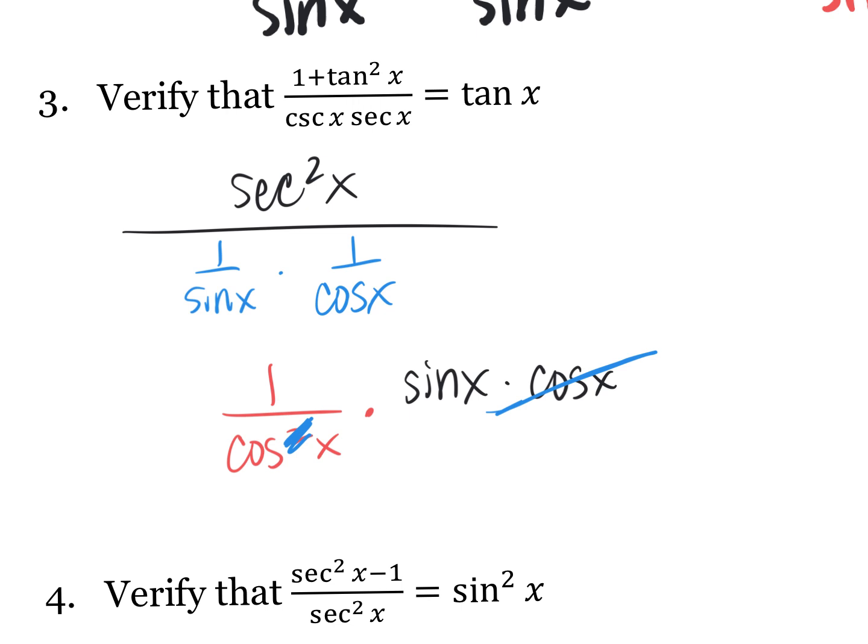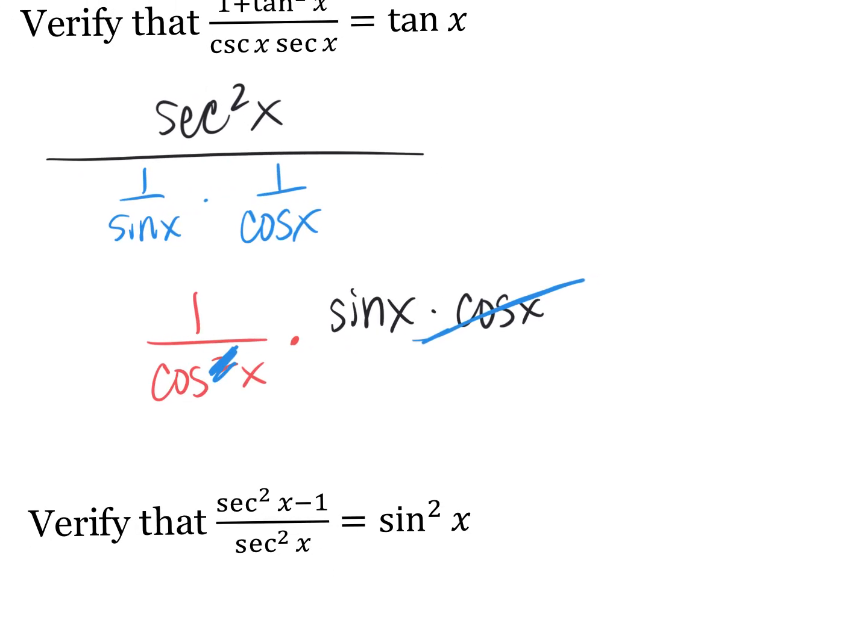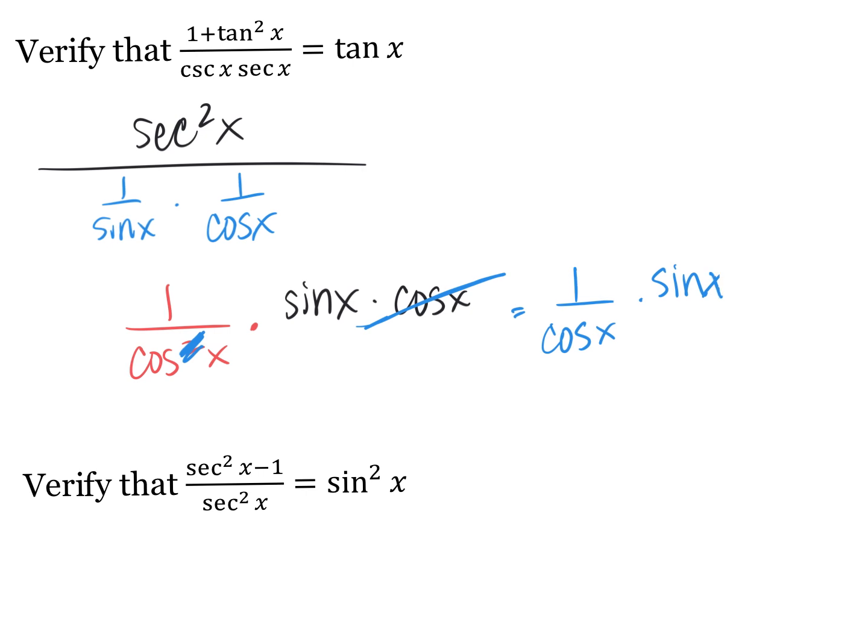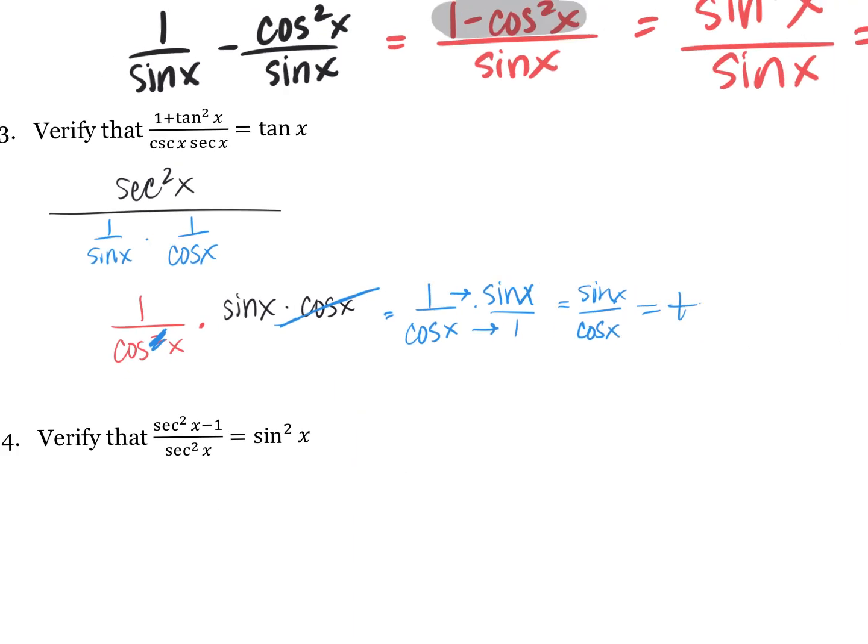Then we have 1 over cosine times a sine. And then what is 1 over cosine times the sine? Multiply those straight across. Isn't that sine over a cosine? Oh, snap. Did we want tangent?